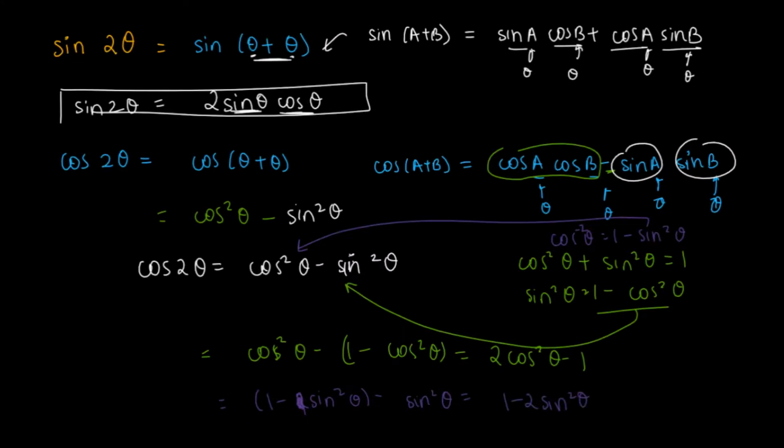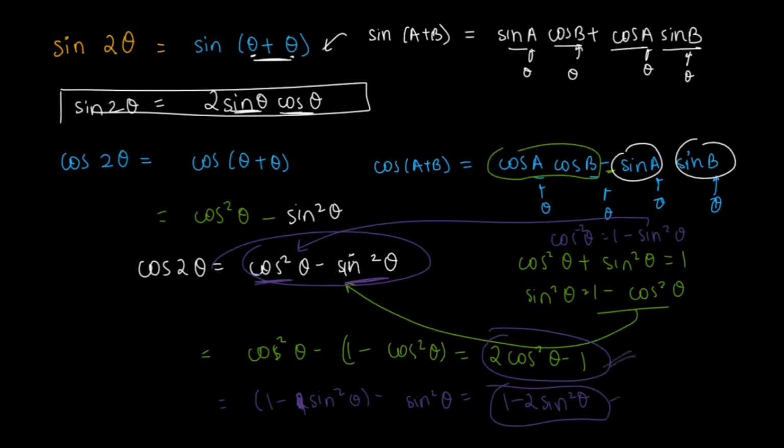So there are 3 forms of writing the cos of the double angle. First is in terms of sine and cosine both. The second is only in terms of cosine, and the third one is only in terms of sine of that angle. Mostly you will use these two, but this can also come in handy sometimes.